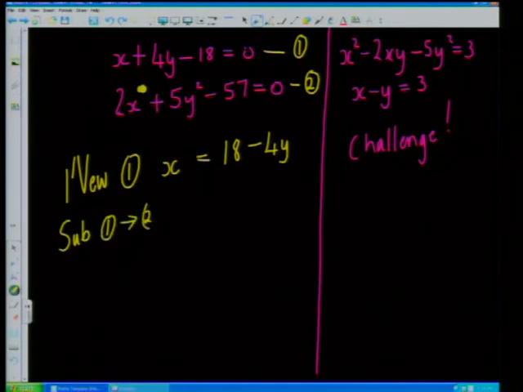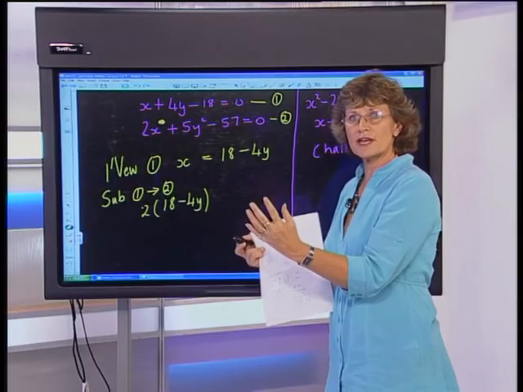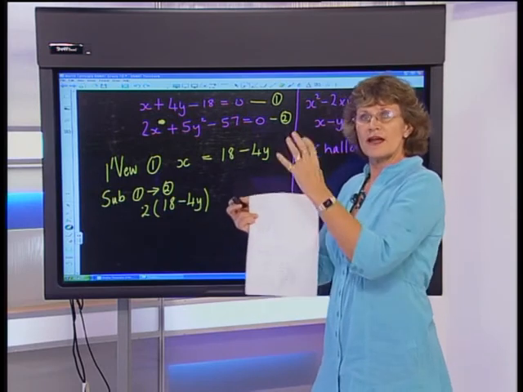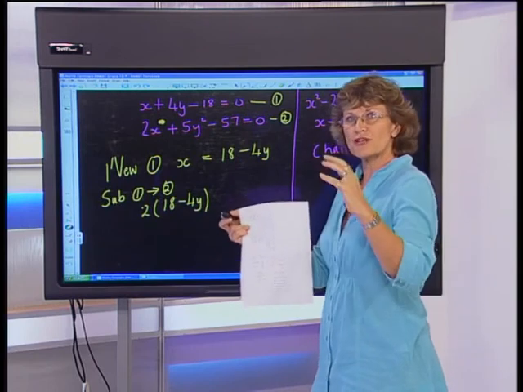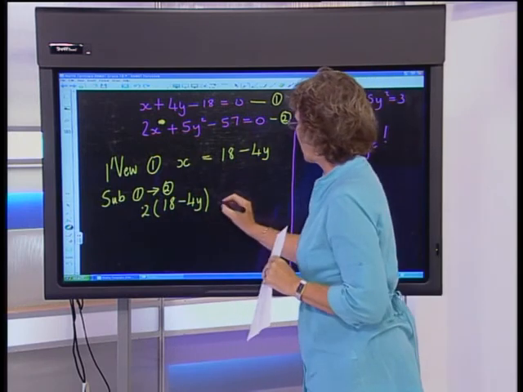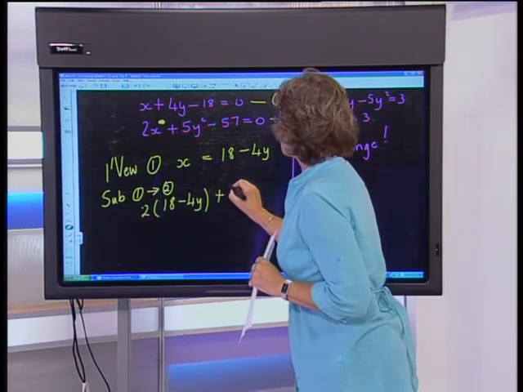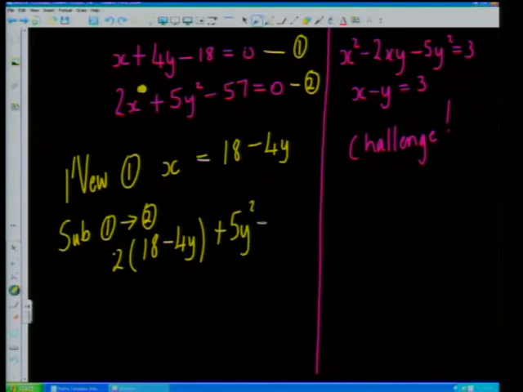Now remember, my next step is I'm going to substitute this equation 1 into my second equation. So I've got 2, and I'm multiplying in by x. This x gets replaced by its substitute. Those of you who play sport, if you get injured and a substitute gets sent in, they do the job for you while you recover, and then eventually they go off the field again. All you're doing is substituting an equivalent value for x. So 2 times 18 minus 4y minus 5y squared subtract 57 comes to 0.